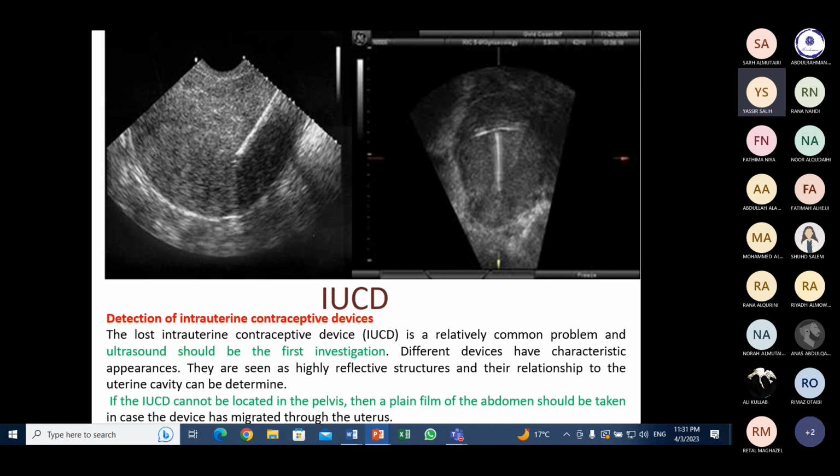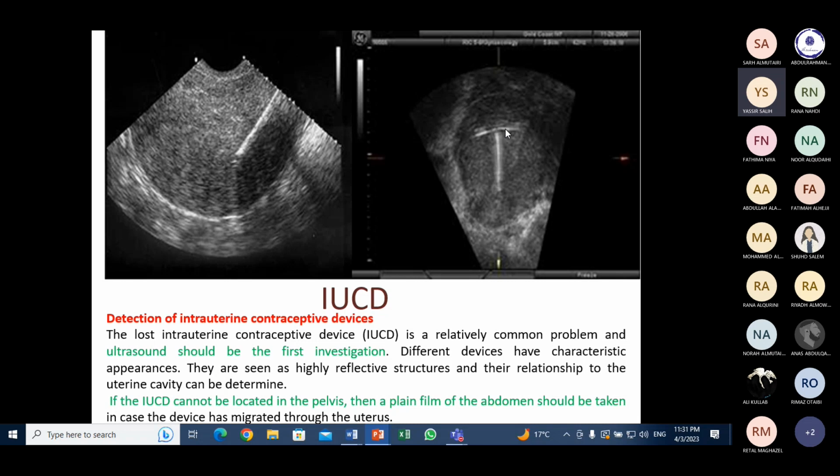So if this IUCD perforates the uterus, you have to search for this IUCD. Why is this IUCD present? If this IUCD is lost, it should be investigated. This is usually done by ultrasound, so you have to search for this IUCD by ultrasound.